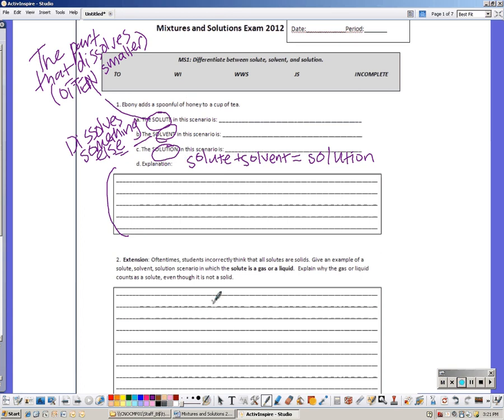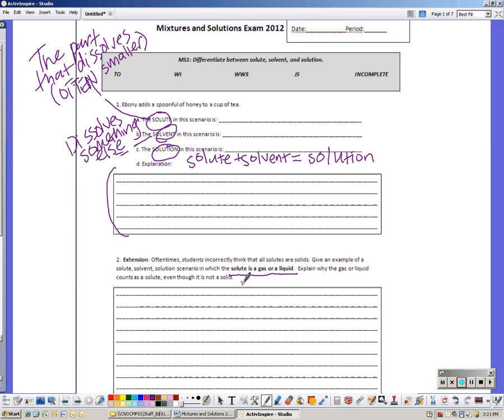For the extension on this question, it says oftentimes students incorrectly think that all solutes are solids. Give an example of a solute, solvent, or solution scenario in which the solute is a gas or a liquid. That's the key. Explain why the gas or liquid counts as a solute even though it's not a solid.